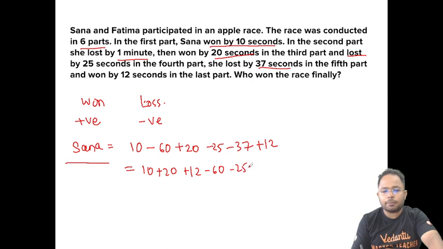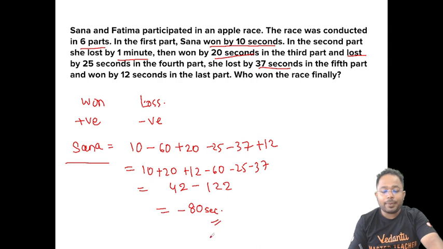Now, if we do the calculations, the positive numbers are 10, 20 and 12, and the negative numbers are these. So it's 242, and here we have 7, 5, 12, carry 1, 6, 1, 7, 2, 9, 9, 3, 12. So we are getting negative 80 seconds. If a negative answer is coming, that means loss. So who won? Fatima won.